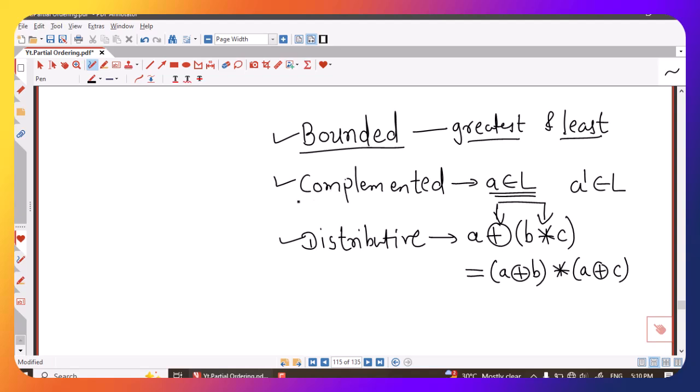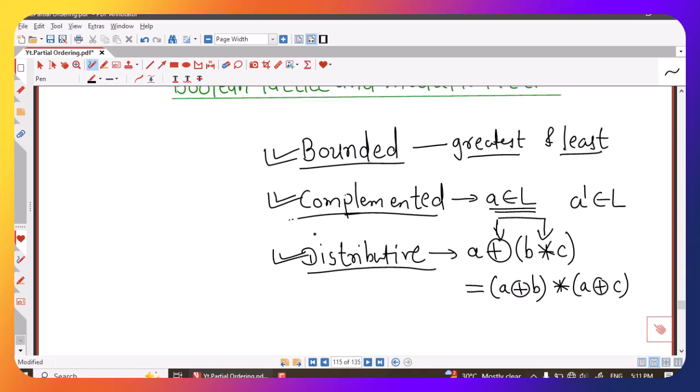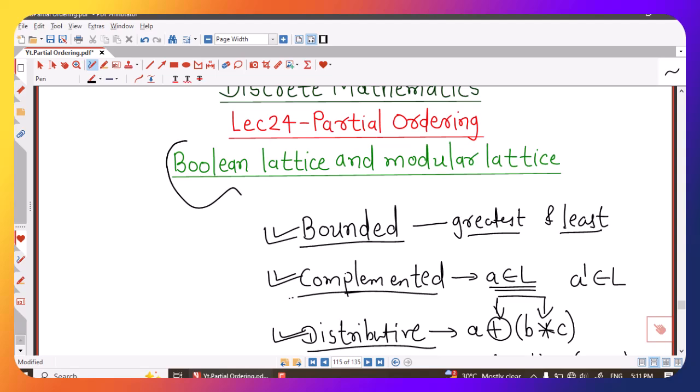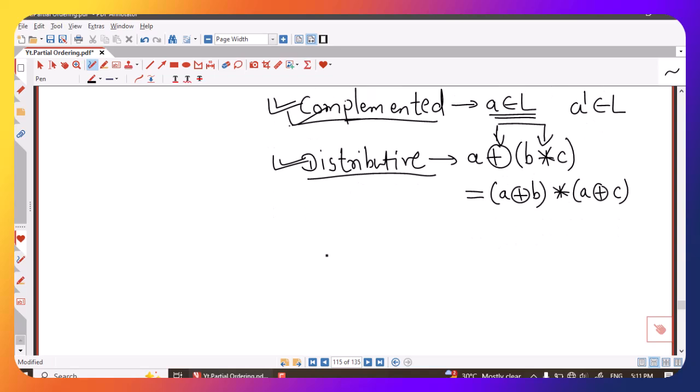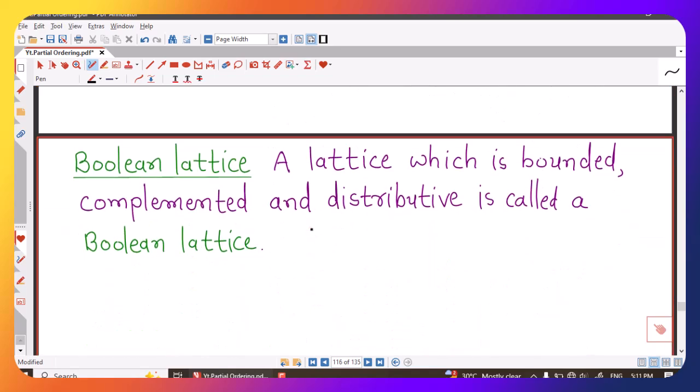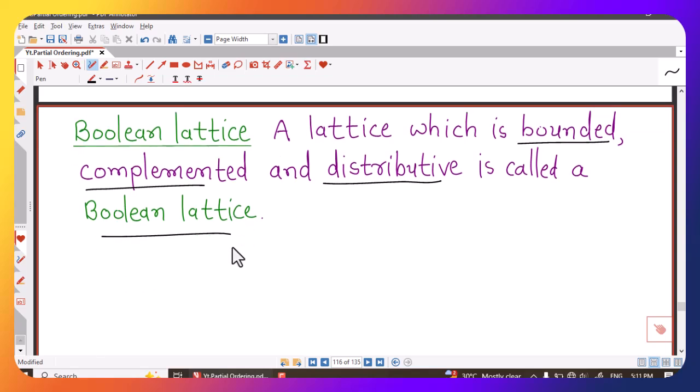Some lattices might be complemented, some lattices might be distributive, some lattices might be bounded. But the lattice which satisfies these three properties is known as Boolean lattice. So Boolean lattice is that lattice which is bounded, complemented as well as distributive. So this is the simple definition of Boolean lattice. A lattice which is bounded, complemented and distributive is called a Boolean lattice.